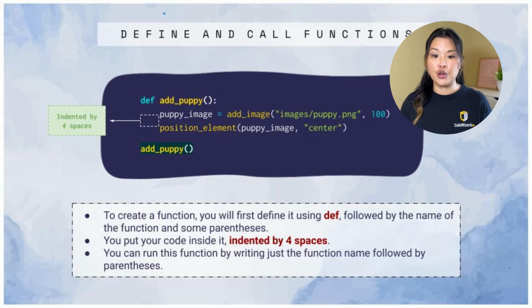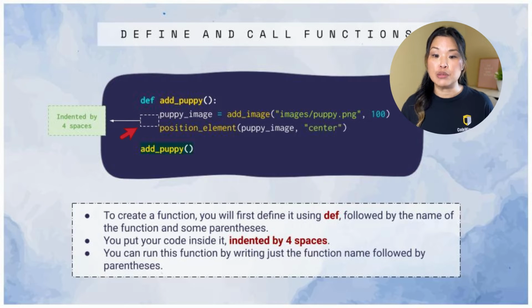So here we're going to create a function, first defining it using this def keyword. So def add_puppy(): with open and close parentheses, and the colon at the end. So use def followed by the name of the function and some open and close parentheses. Next, our code inside of our function is going to have 4 spaces in the front. So indent your code inside of your function by 4 spaces.